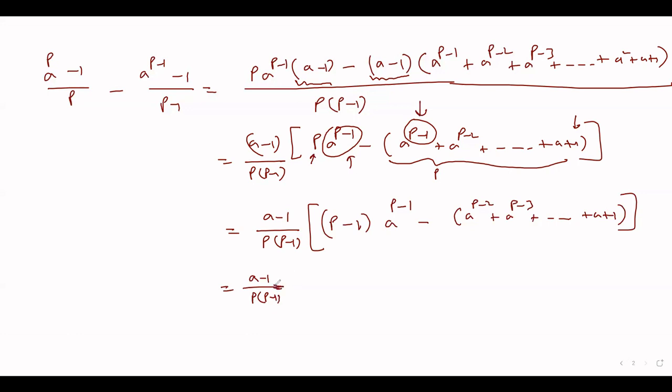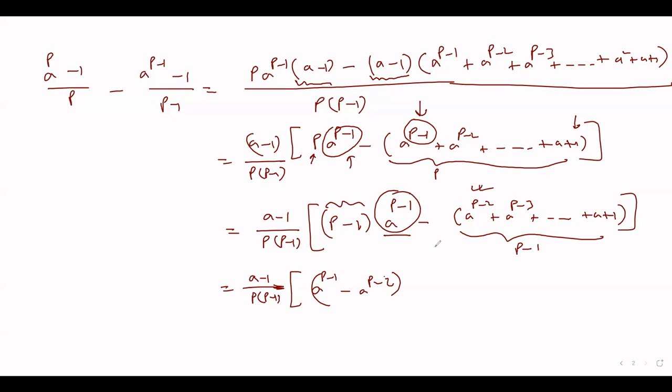Here is the interesting calculation part. So we have p minus 1 number of a to the power p minus 1, and we also have p minus 1 number of terms here. So we are going to couple with each term 1 a to the power p minus 1. So we are going to write a to the power p minus 1 minus a to the power p minus 2. So this term is already used, and 1 a to the power p minus 1 is used.